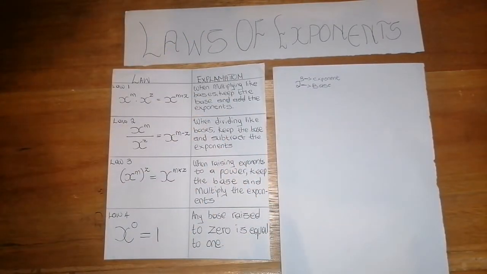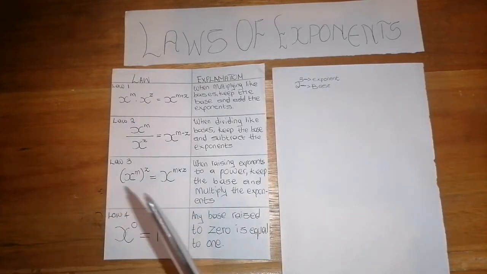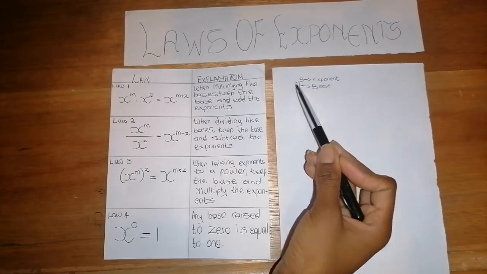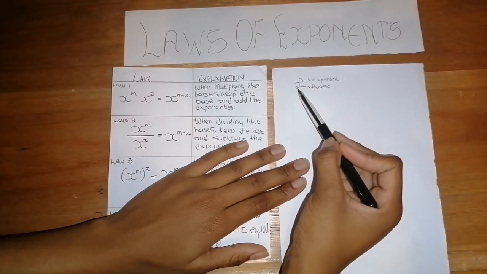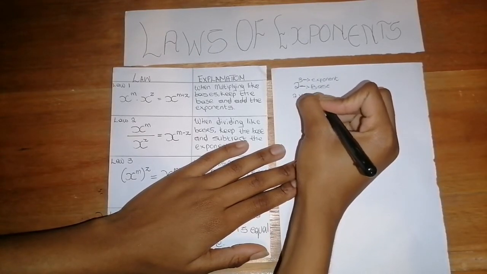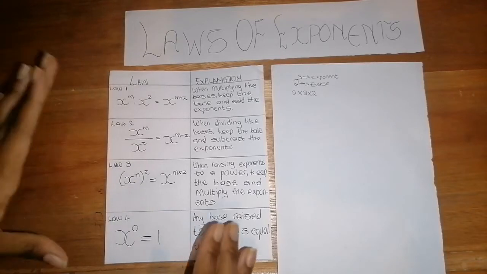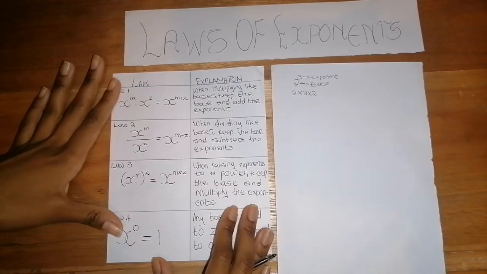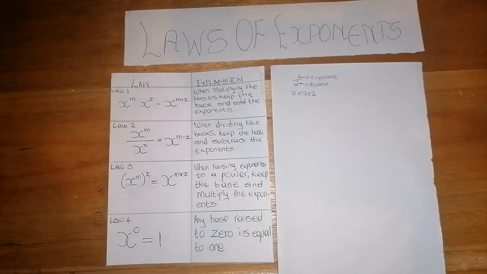So what the definition of exponent is saying is that this exponent is used to tell us how many times this base must be multiplied by itself. So this exponent tells us that this 2 must be multiplied by itself 3 times. So this is what this law of exponent is saying. I'll be explaining these laws of exponent and showing you how we can apply them, showing you examples.